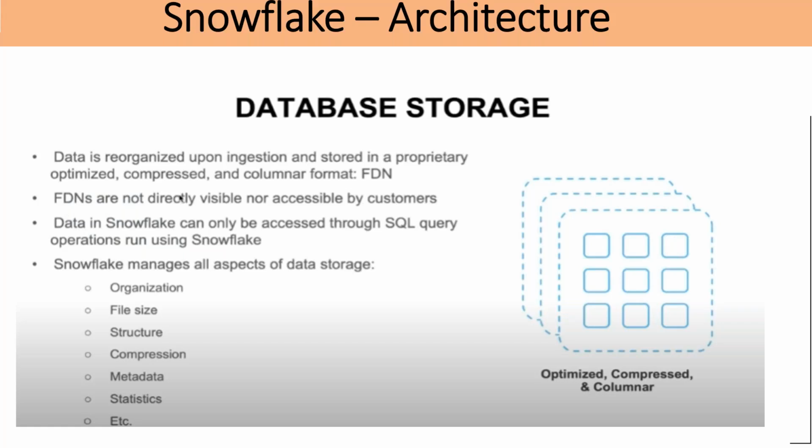Whenever you ingest data, it is reorganized upon ingestion and stored in a proprietary optimized compressed and columnar format. You have seen in interviews, people have given a table and asked, can you explain how the data gets stored in micro partition? That is the reason I'm being very specific. The data gets horizontally placed. The column data, if you have 5 records, will be placed horizontally in micro partition.